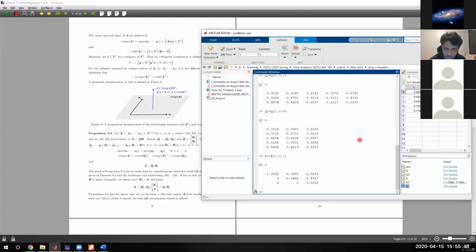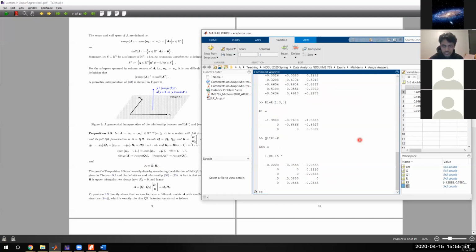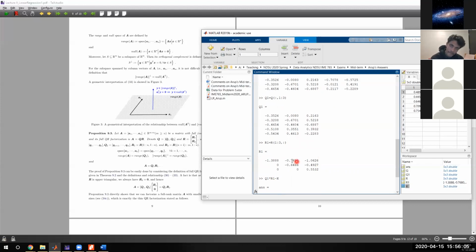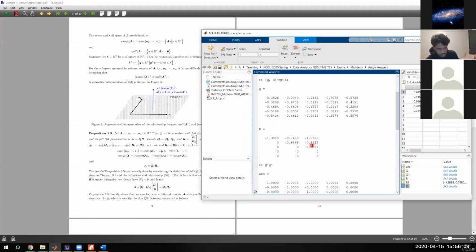Let's see whether it's correct. So you have Q1 times R1 minus X to see whether it's 0. See it? It's almost 0. This is e to the power of negative 15. That tells you that you can simply use this small q and a small r instead of such a big Q and a big R. It's clearly more economic. You know what I mean?